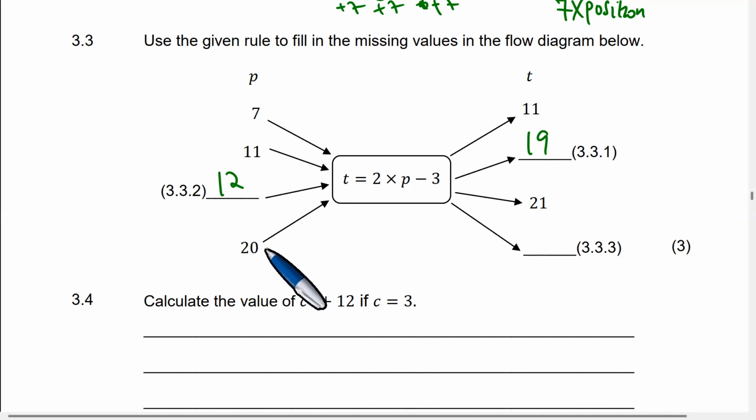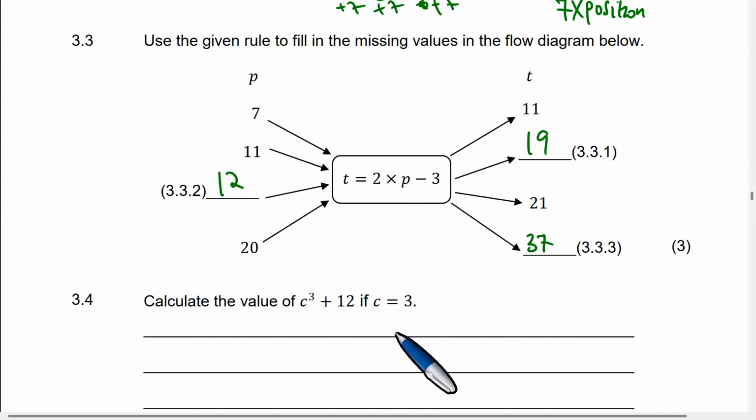Okay, 20, when put here, 2 times 20 minus 3 would give us something we're going to write here. What is it? The input is 20, but the output is what? 37. Let's check. 2 times 20 is 40. 40 minus 3 is 37.